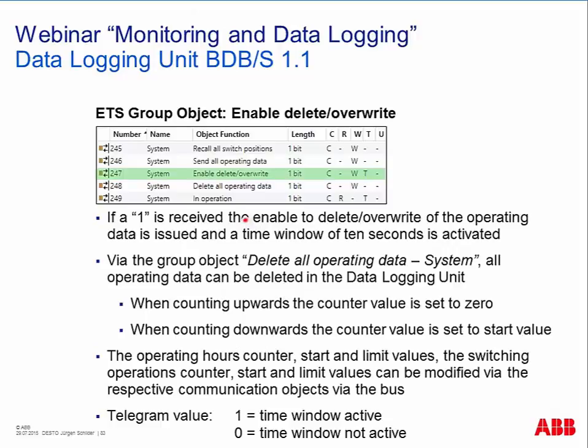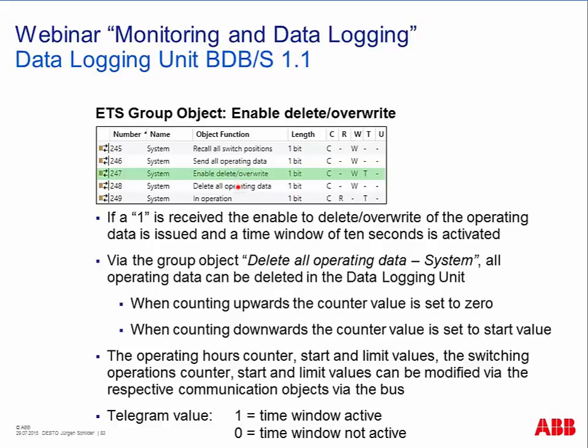With the next object, the so-called enable, delete or override, we can trigger or start a time slot of up to 10 seconds. And then during these 10 seconds, we can send another command, 1-bit with the value 1, to the object delete all operating data, and then, for example, all the values are reset to 0 or to our start value. To prevent this from happening accidentally, you have to do 2 things. At first, send here 1 to enable the time slot, and then send here another telegram.